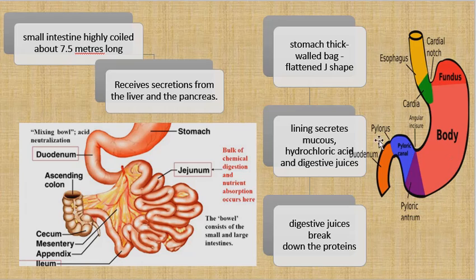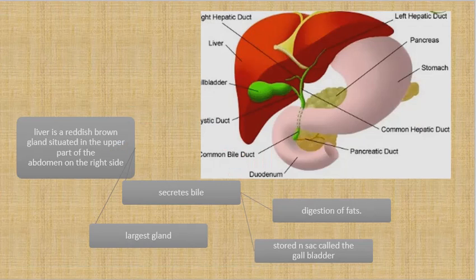So, that is why the mucus helps to ensure the walls of the digestive system, that is the stomach, are not digested, and the hydrochloric acid adds acidity to the food that we are eating so that it is balanced, and the digestive juices help in breaking down the proteins. We have seen saliva helps in breaking down the starch. Digestive juices help in breaking down the proteins. Now, what are the other secretions that happen?